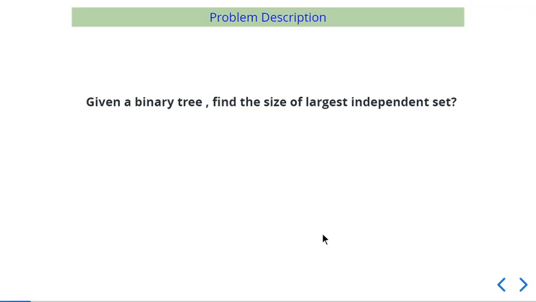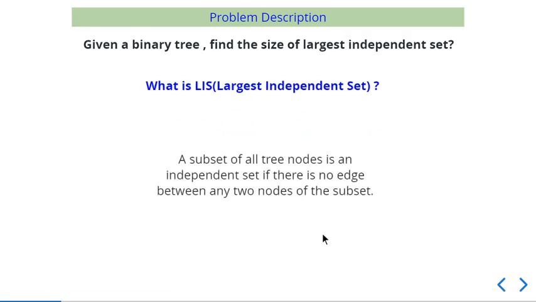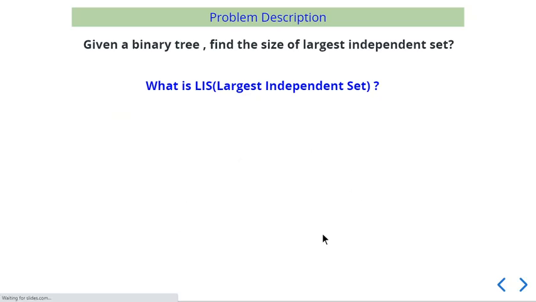So what is the largest independent set? Basically it is a subset of all the tree nodes, and it is an independent set if there is no edge between any two nodes of the subset. So हमारे पास एक tree given है and there are multiple nodes in it, and we'll include a particular node in a set such that it does not have a direct edge to another node in the same set. So एक बार एक example के through let us clear it more with the help of an example.